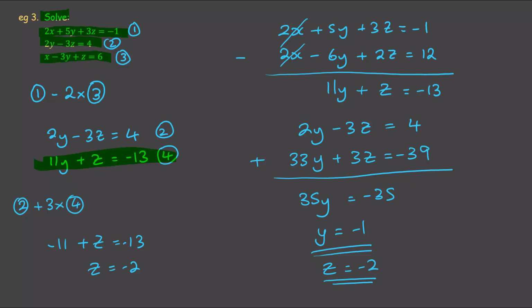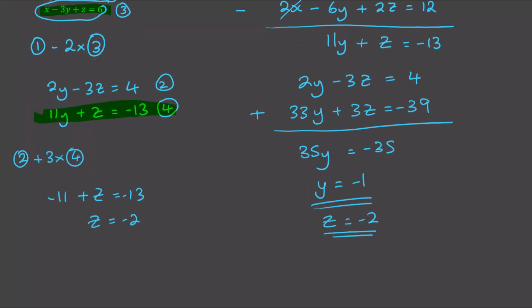Then using both of those, let's go to one that contains x, like number 3, for example. We can say, well, x plus 3, if y is negative 1, take away 2 is equal to 6. So that gives me x plus 1 equals 6, and therefore x would be equal to 5.